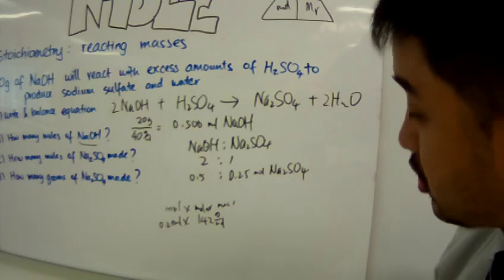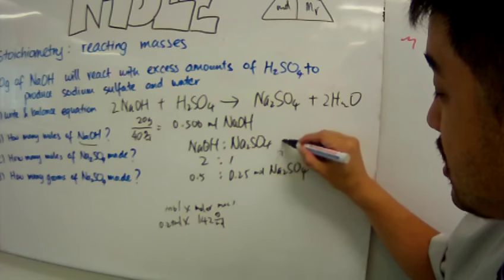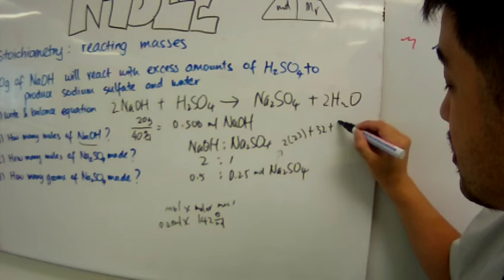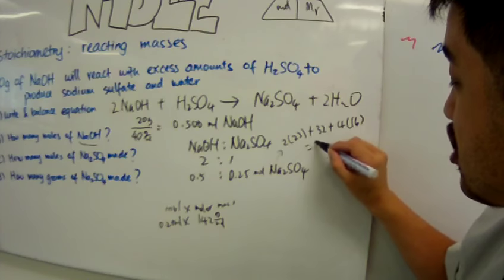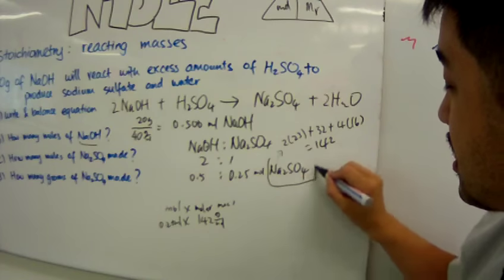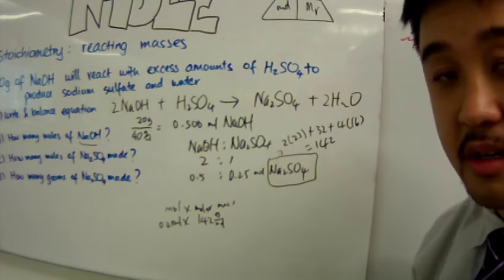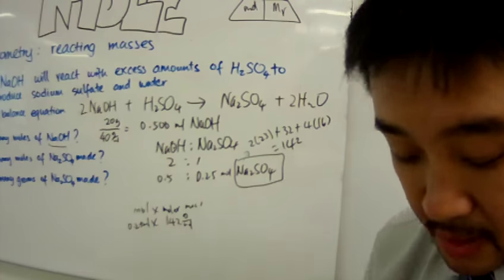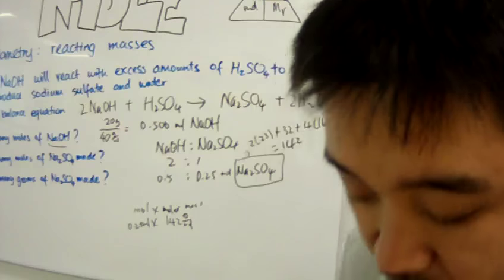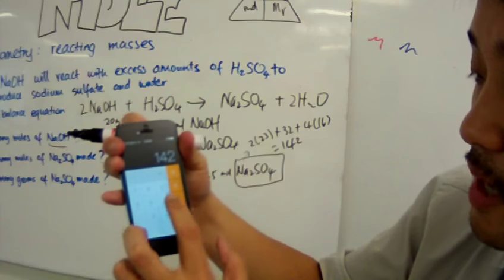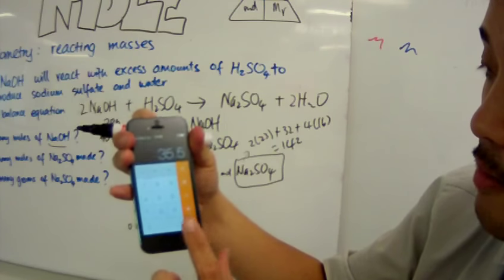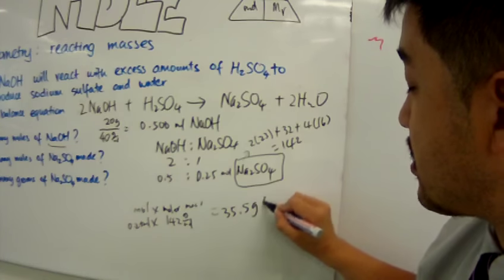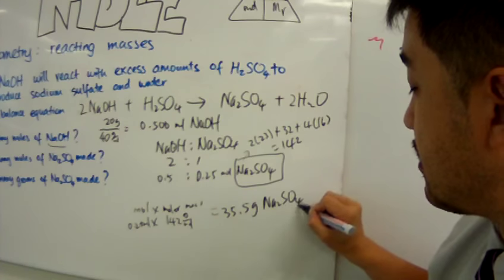Now, how do I get 142? Well, let's take 22 times 23 plus 32 plus 4 times 16. And that should be 142. That is the relative mass or the molar mass of sodium sulfate. Okay, punch that into my calculator. I've got 142 multiplied by a quarter. Boom, it's 35.5 grams of sodium sulfate.